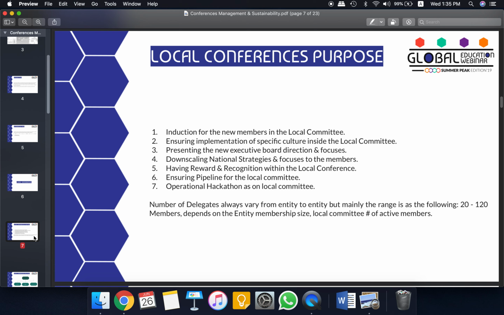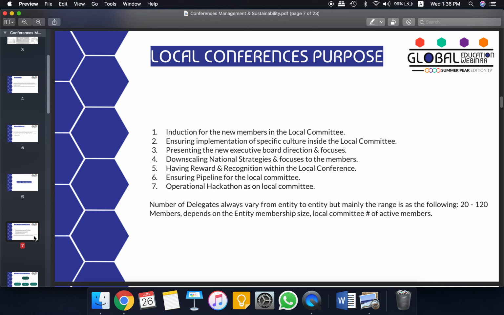As well, downscaling national strategies and focuses to the members. Not all the members have the chance to attend the national conferences, so the local conference is a method of downscaling the national strategies to the members. Another purpose is reward and recognition, R&R, rewarding the people who were working super hard in the past 6 months.